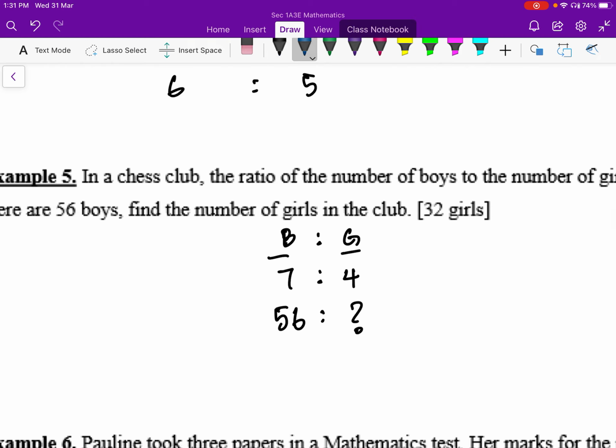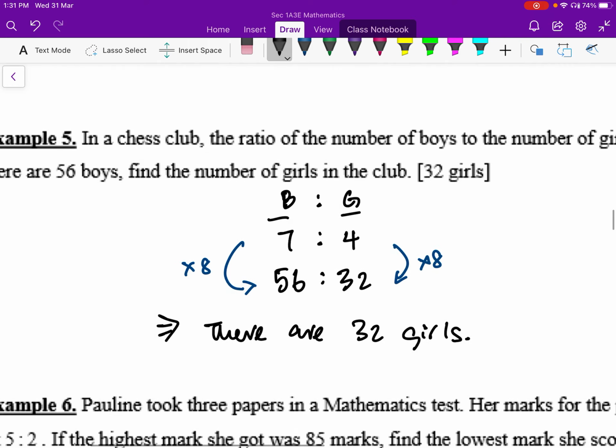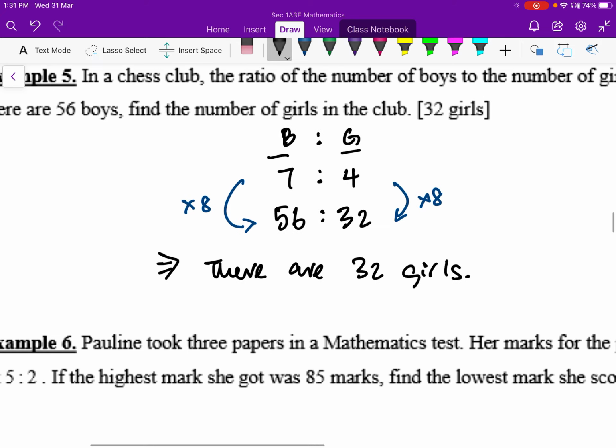How do we decide? What if your times table is not good? 56 divided by 7, then you get 8, isn't it? So you multiply by 8, likewise multiply by 8, and you get 32. Okay, so just write there are 32 girls. Simple.